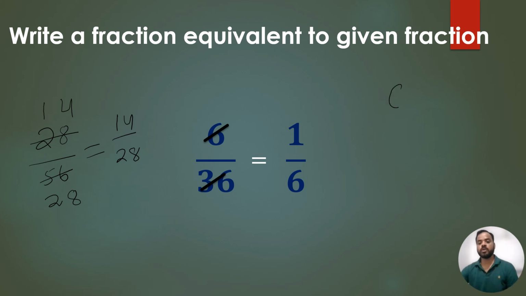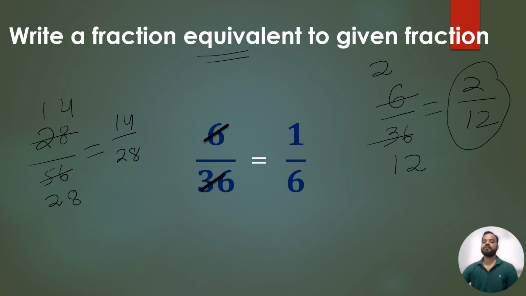You can also do it like this, 6 by 36. So you can cut it by 2, or by 3 also. 3 twos are 6, 3 ones are 3, 3 twos are 6. So you can write it as 2 by 12. So 2 by 12 is also an equivalent fraction.